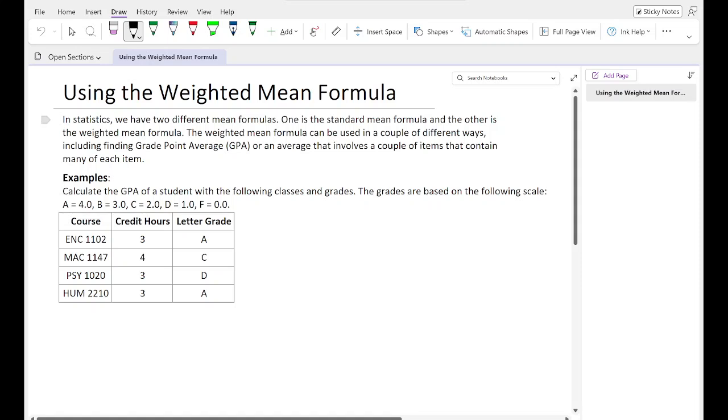In statistics, we have two different mean formulas. One is the standard mean formula, where you add up all the numbers and divide by the total number of numbers. And the other is the weighted mean formula.